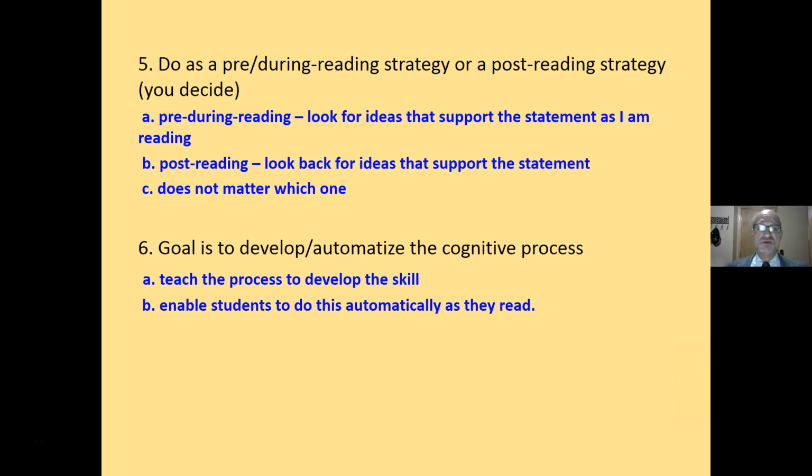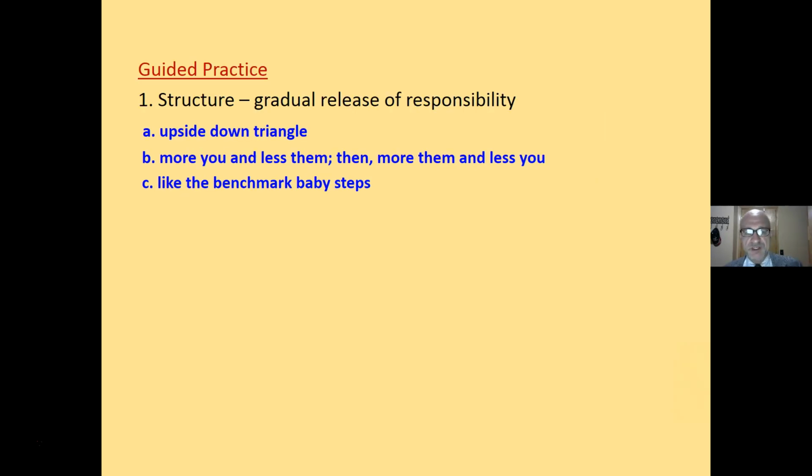Now, this study skill strategy, you could do it as a pre-during reading strategy or a post-reading strategy. You decide, but let us know. As a pre-during, I would introduce it, and students would look for ideas that support the statement as they're reading. As a post-reading, you teach and they look back. It does not matter which one, but you decide. Again, the goal is to develop and automatize the cognitive process. We teach the process to develop the skill, enabling students to do this automatically as they are reading.